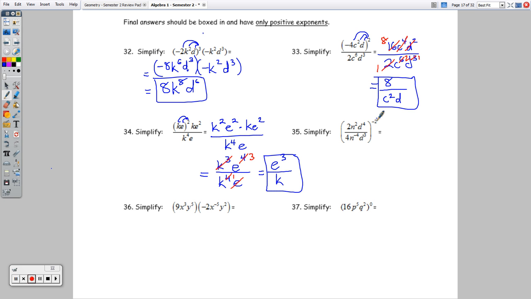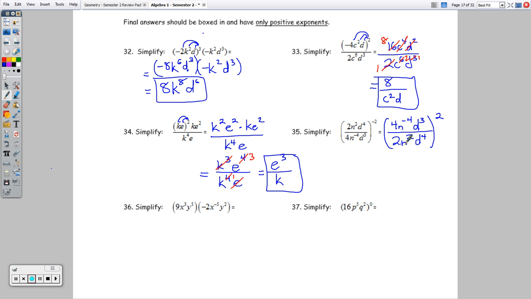Number 35, if you have a negative power like this, we can think of flipping the whole fraction around and making that a positive power. So that's what I did first with this one. So I can take the denominator, put it in the numerator spot, put the numerator in the denominator spot, and then just make the power positive.